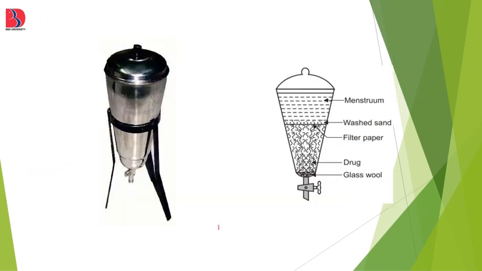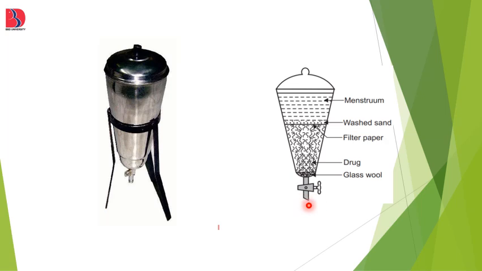So here are some pictures of the percolator. You can see this is a percolator. This is a conical shape percolator. So I can show you here this portion. This is the drug bed. The moistened drug is packed here, and over the moistened drug there's a filter paper, and over the filter paper there is a layer of washed sand. And after putting this washed sand, we have to pour the menstruum. This whole portion is the menstruum.